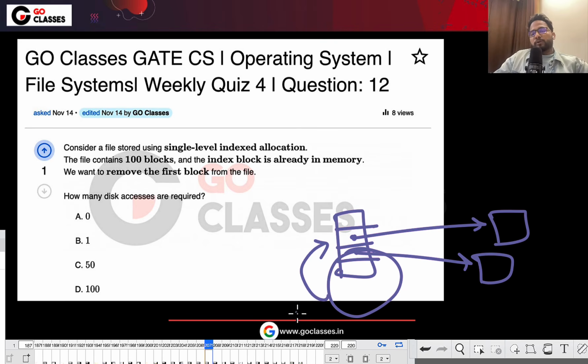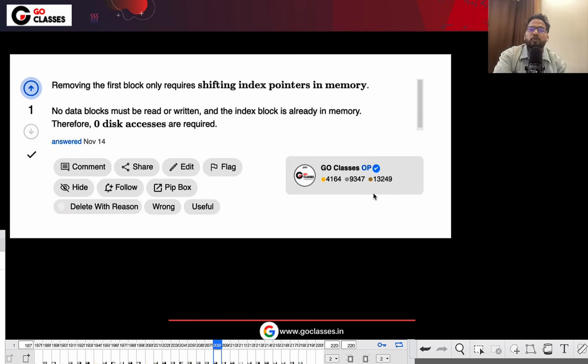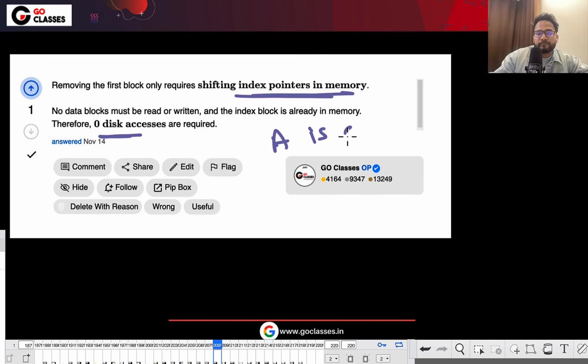And what else you need to do? Maybe you need to mark this particular position as free, which is updating the metadata. But yes, all of these pointers should move up, right? You don't have to do any read or write access. Whatever you are doing is in the main memory. So just shift all of this up. That's all that is needed here. So that's why you can say 0 disk accesses are required. Shifting the pointers is in the main memory. So again, A is the answer. I hope you understood.